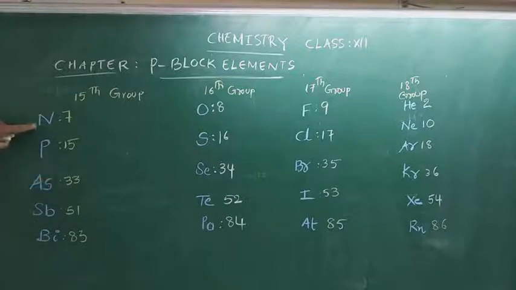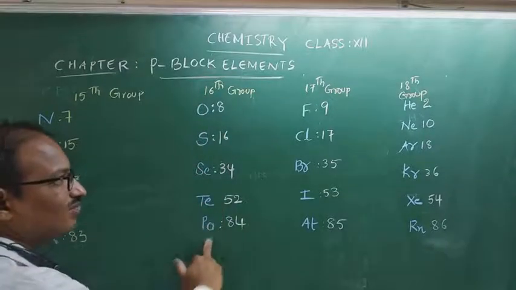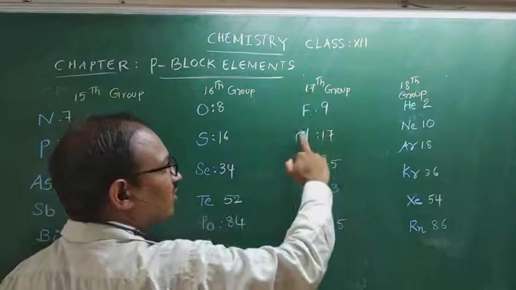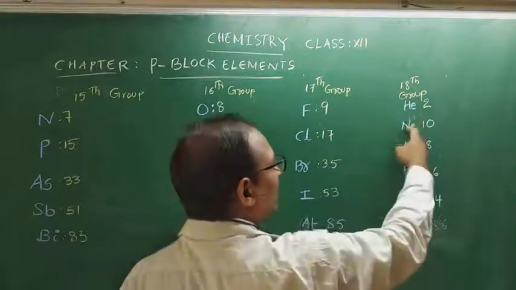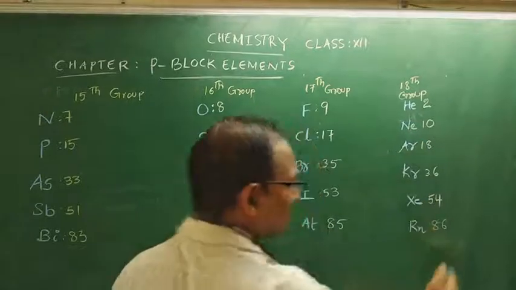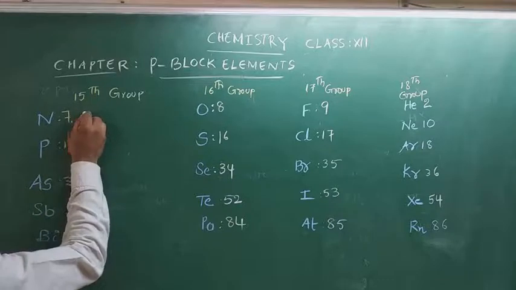15th group: nitrogen, phosphorus, arsenic, antimony, bismuth. 16th group: oxygen, sulfur, selenium, tellurium, polonium. 17th group: fluorine, chlorine, bromine, iodine, astatine. 18th group: helium, neon, argon, krypton, xenon, radon. Right? These are the simple and general information, children. Now I'll write the electronic configuration. Nitrogen, atomic number 7.